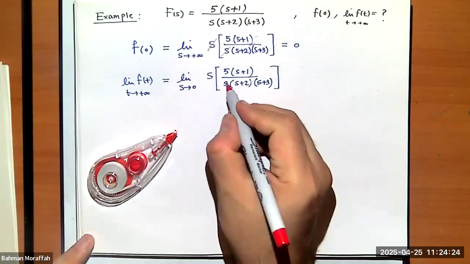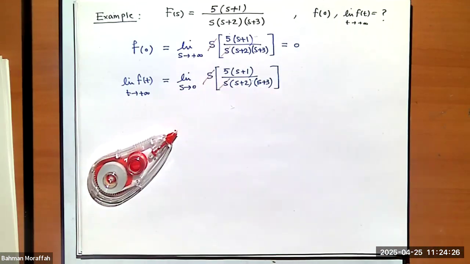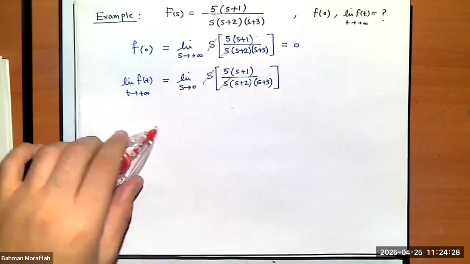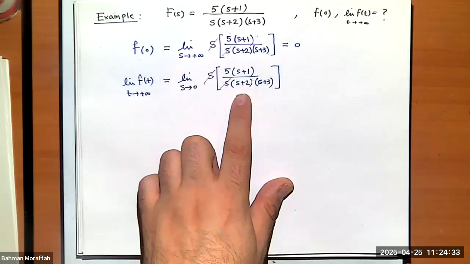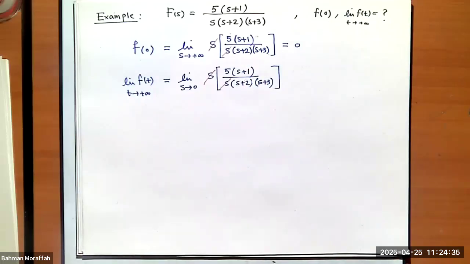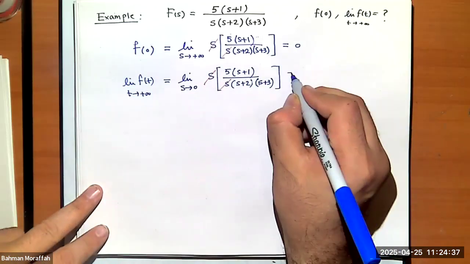And this s and this s cancel. The rest is very simple. If I set s equal to 0, I have 5 on the numerator, and on the denominator 2 times 3, which is 6. So it is 5 over 6.